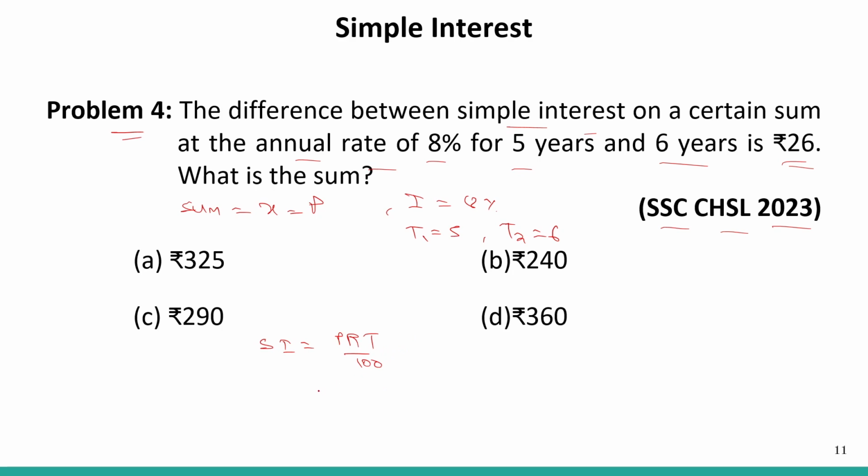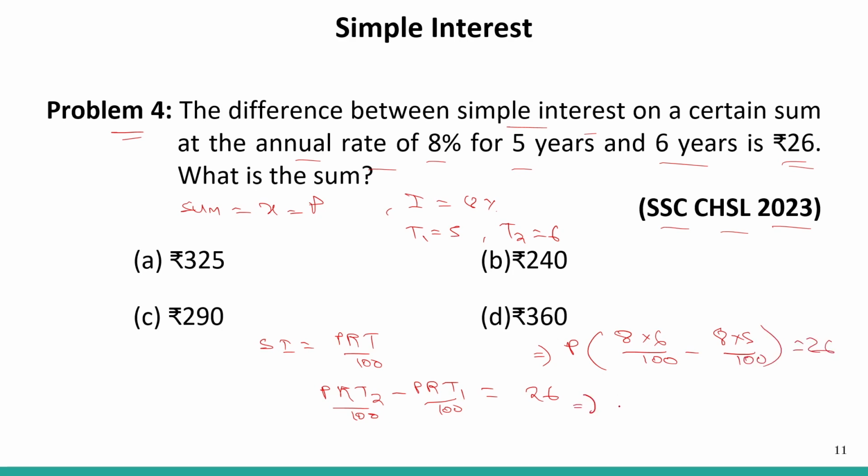So in this case, what we are given is PRT2 minus PRT1 by 100, because both are in percentage, is equal to 26. So this implies that P we can take common. Okay, so R is nothing but 8% in this case, and T2 is equal to 6, so 8 into 6 by 100 minus 8 into 5 by 100. This is equal to 26.